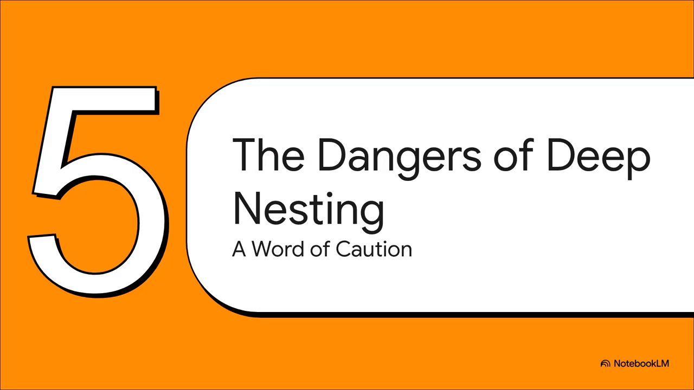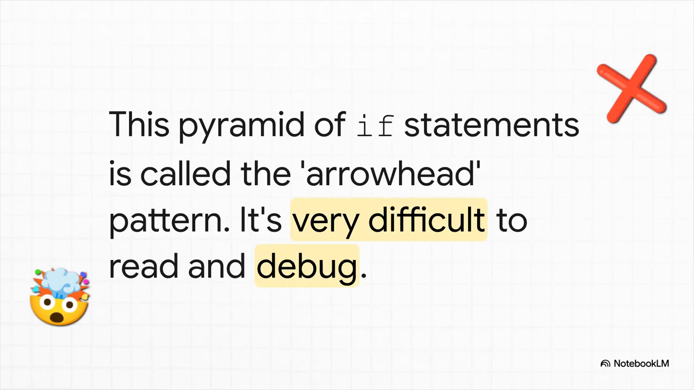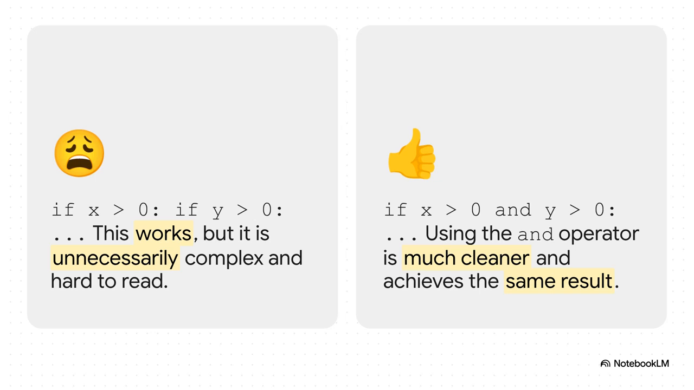Now this is powerful stuff. But you know what they say, with great power comes great responsibility. And nesting? Well, it can get messy, really fast. I mean, just look at this deep pyramid of if statements. It's sometimes called the arrowhead of doom for a reason. Yeah, technically it works, but trying to read it, or worse, trying to find a bug in there, it's a total nightmare. But there's a much better way.